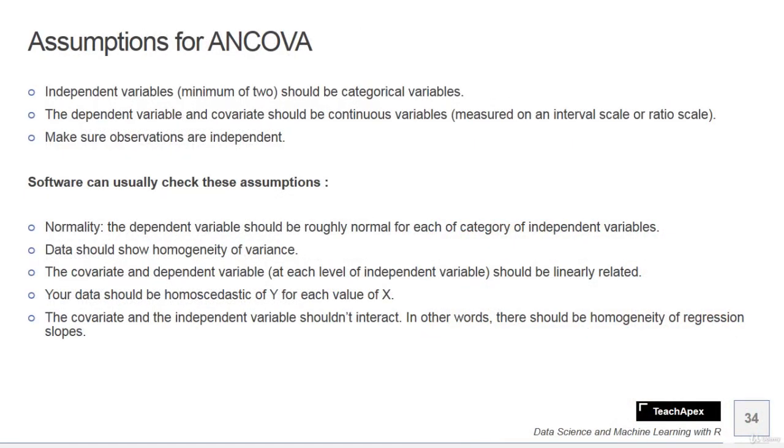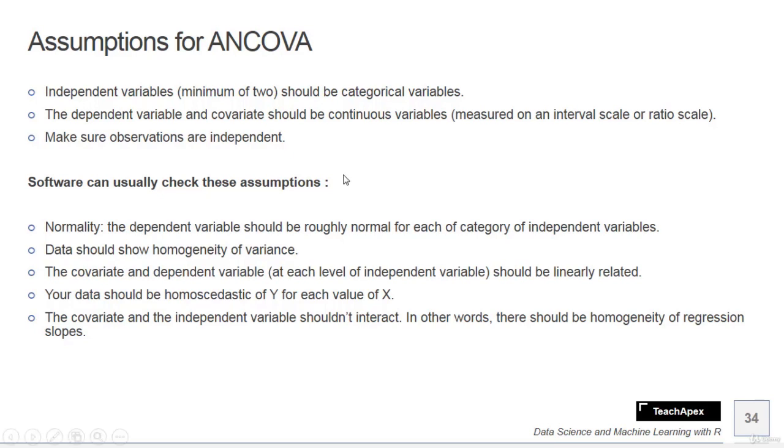Assumptions of ANCOVA. These are the different assumptions. First, independent variables: a minimum of two should be categorical variables. Next, the dependent variable and covariate should be continuous variables measured on an interval scale or a ratio scale. Make sure observations are independent.